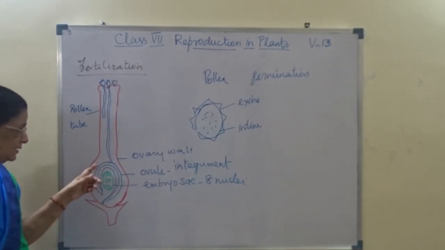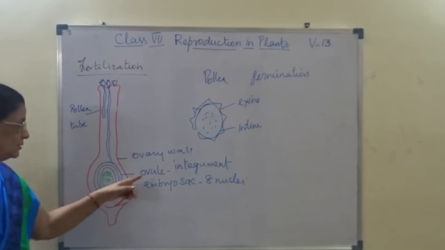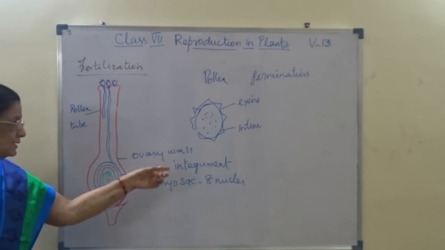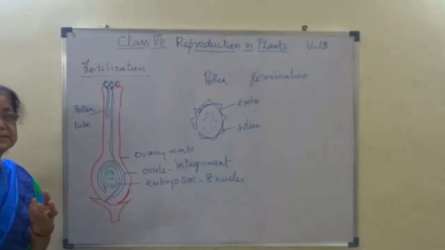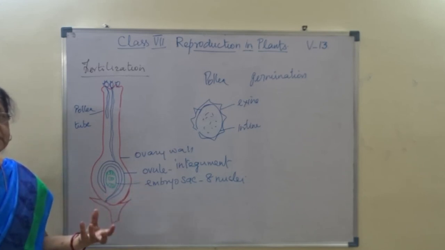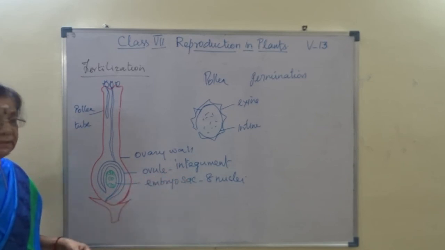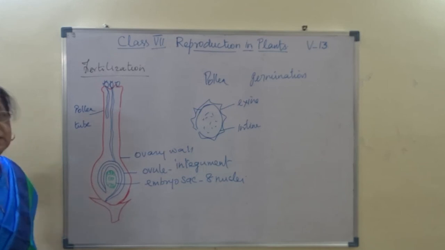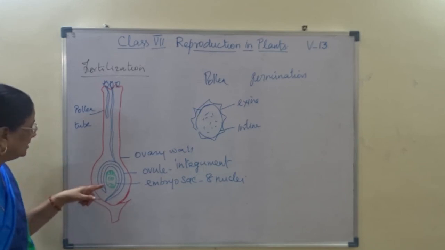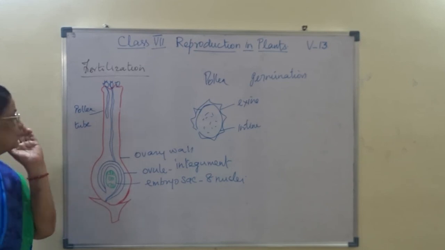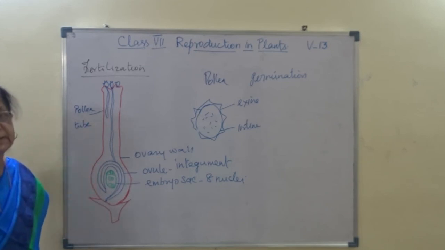Ovule having integument, the outer covering of the ovule, inside which it is having a structure called embryo sac, and that embryo sac will have 8 nuclei. 3, 6, 4, 2. Okay? So in this, the egg nucleus will fuse with the pollen grain.